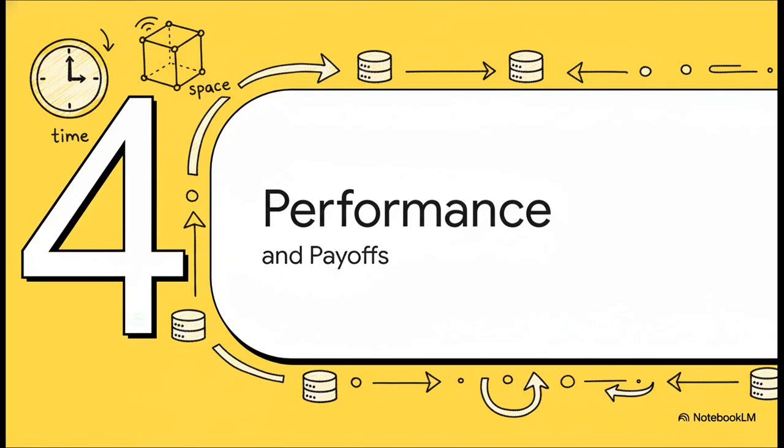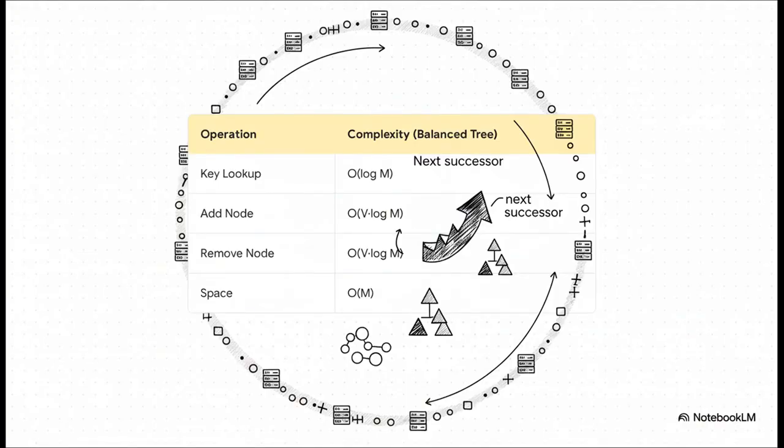Okay, so let's talk about what this means for actual performance. Because for any engineer, this is where the rubber meets the road, right? We need to know how fast this thing actually is. The biggest win here is the lookup speed. Finding which server a key belongs to is crazy fast. We're talking O(log m), where m is the total number of virtual nodes.